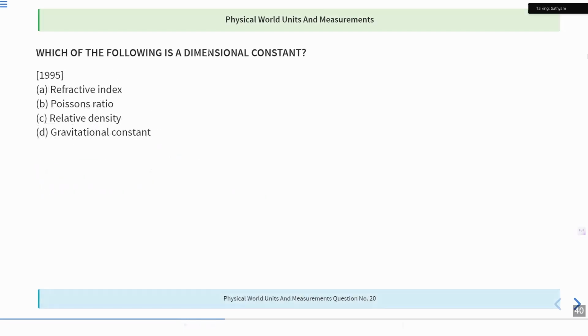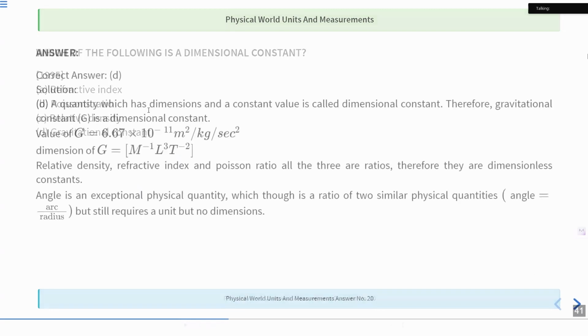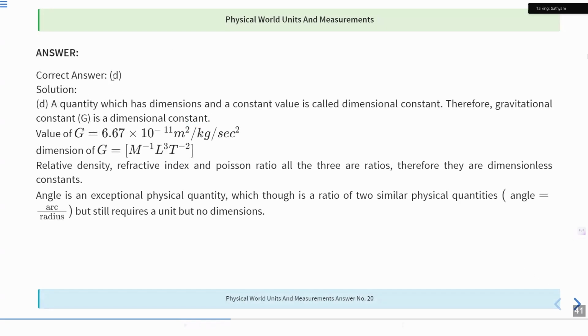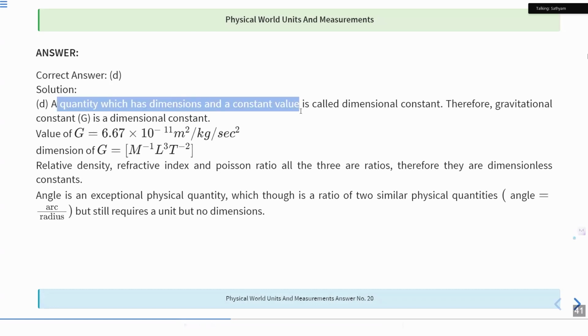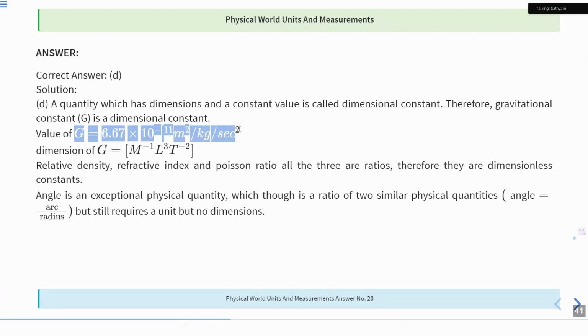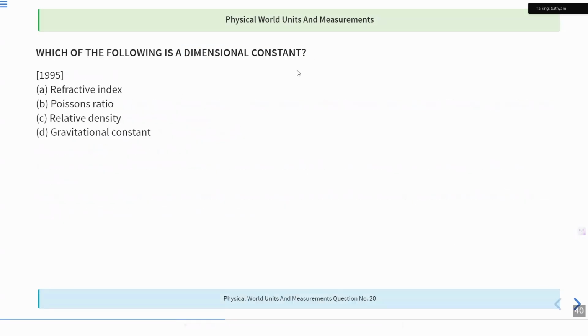Which of the following is a dimensional constant? Out of these, the option is D. A quantity which has dimension and constant value is called a dimensional constant. Therefore, gravitational constant is this. Basically, a dimensional constant is a constant which has a dimensional formula also. So that is our gravitational constant.